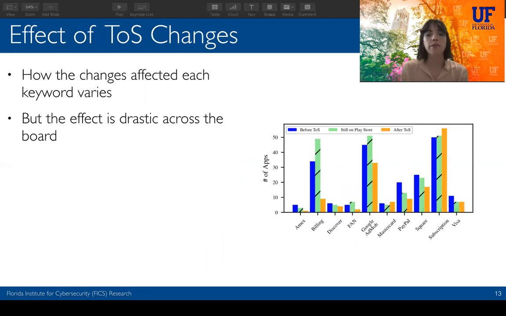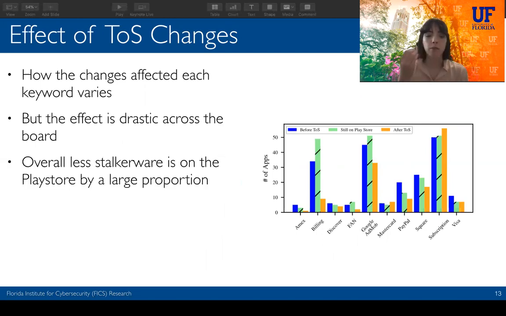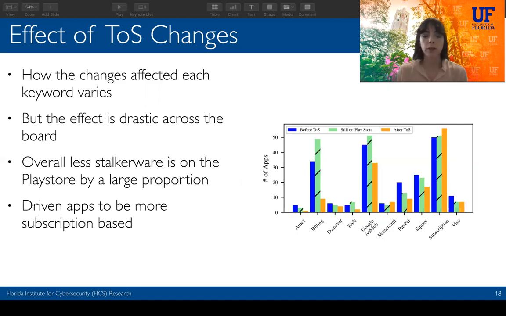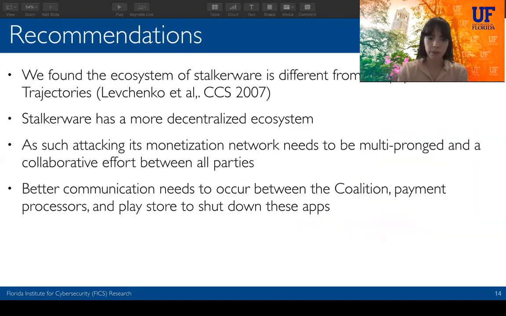Overall, the changes vary between keywords. However, you do see a change for every single keyword. Before and after the TOS change, we see in most cases a drastic drop. Some stay relatively the same, like MasterCard, but looking at the in-app billing services and cross-referencing it to the actual Play Store currently, Stalkerware overall has been taken off the Play Store by a large proportion. However, we do see an increase in the subscription keyword, and therefore we know that the use of subscription basis in these apps has increased after the TOS change. As such, we know that it did create some change in the ecosystem.